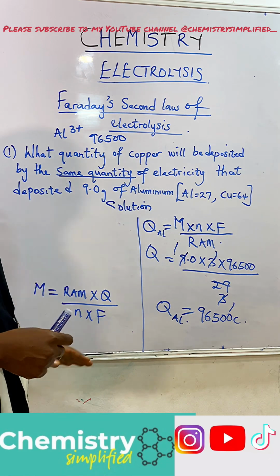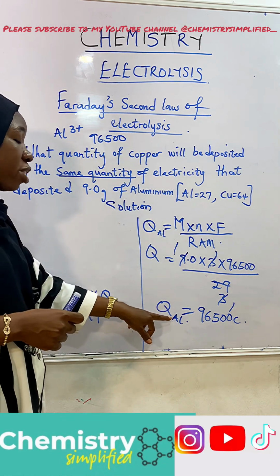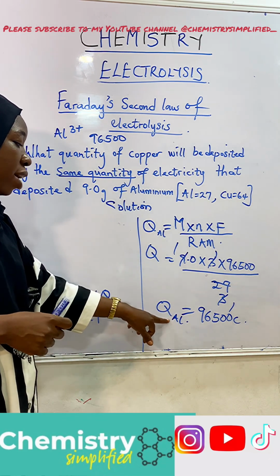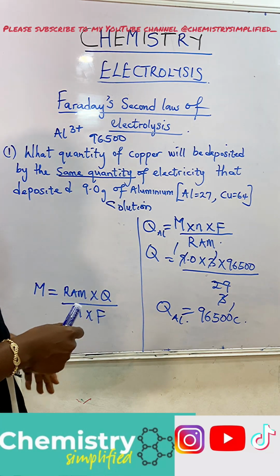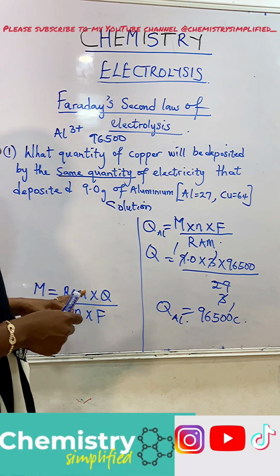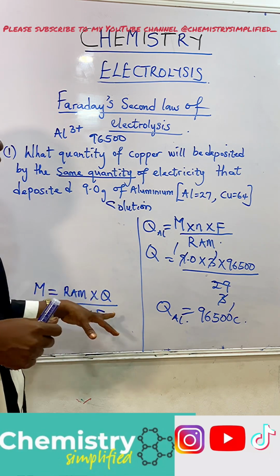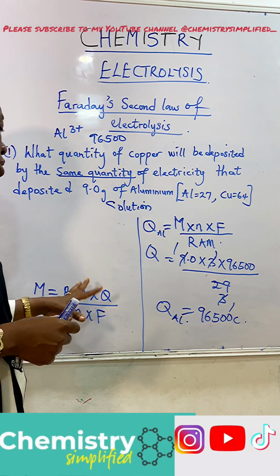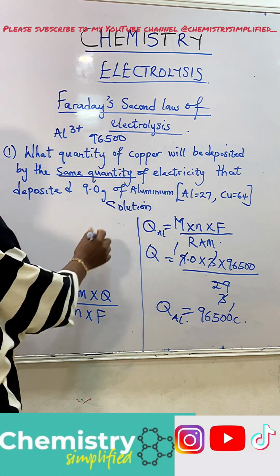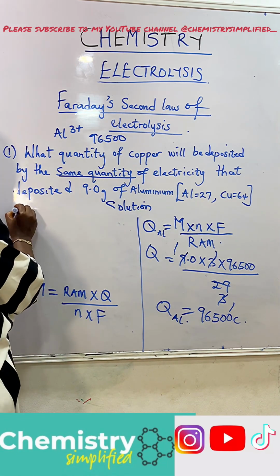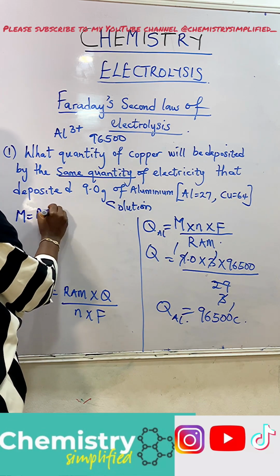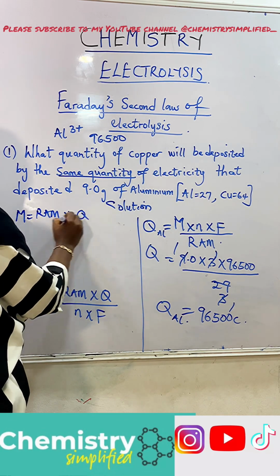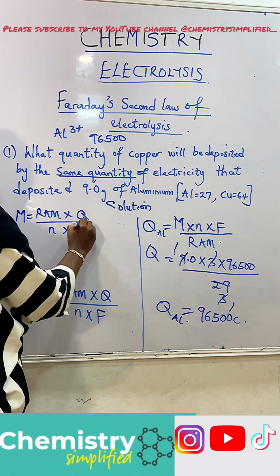So, in other words, we are going to use the quantity of electricity of aluminium here to replace the quantity of electricity of copper. What do I mean by that? Let's go back to this formula. Mass equals relative atomic mass, right? Multiplied by Q all over number of charges times Faraday constant.